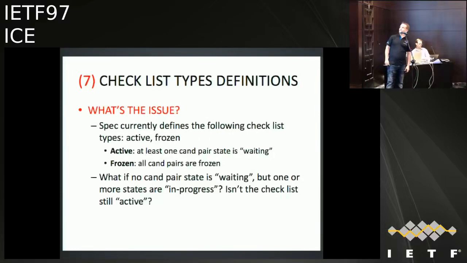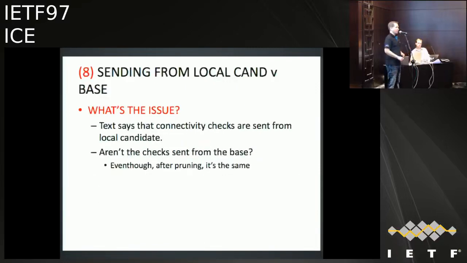Then we have sending from the local candidate versus sending from the base. There are a few places in the document which talk about sending the STUN request or the connectivity check from the local candidate. But as far as the specification is concerned, you don't do that. You always send it from the base. And in many cases, they're going to be the same, but that's not the point. The point is that if you look at the definitions of what local candidate and what base mean, you're always going to send the connectivity checks from the base. So the suggestion would be that we make that modification also. It's not in too many places in the document, so I guess this would not be a big rewrite.